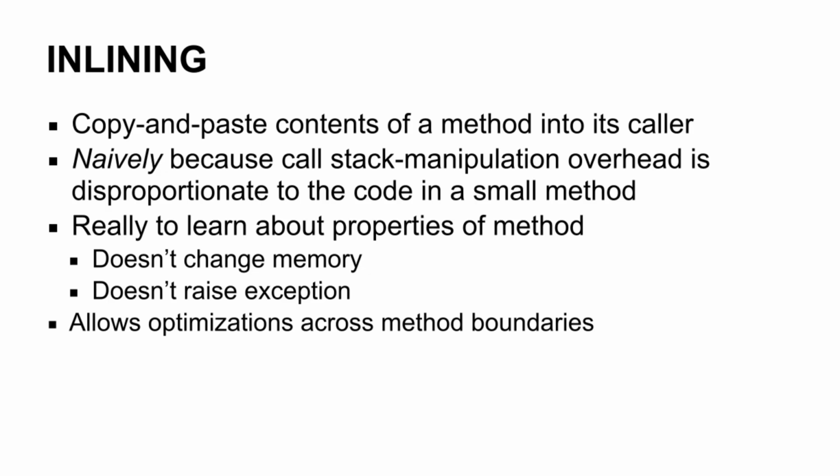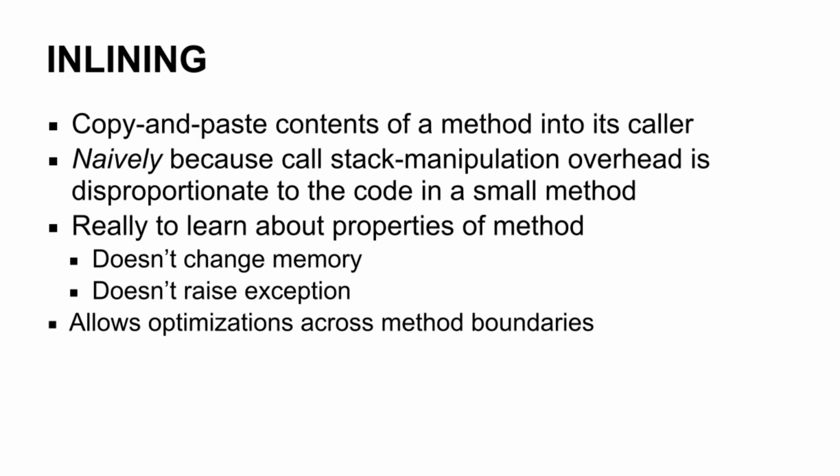The naive explanation for why we do this is that because for a small method, which only has a small amount of code, the overhead of manipulating the stack to put the method on and off the stack is disproportionate to the actual code we're running. But that's only part of the reason. It's really to allow us to learn about properties of the method. Does the method not change memory? If so, then we can do redundant load elimination. Or even if it does change memory, if we know it only changes floats, we don't have to worry about changes to ints or objects, and we can take advantage of that.